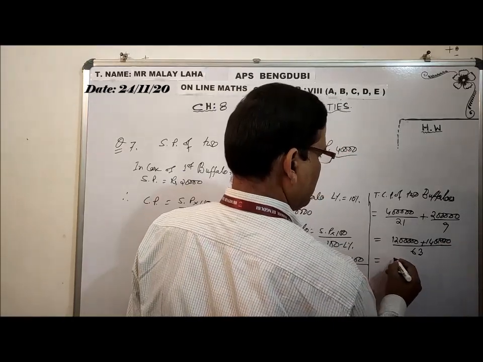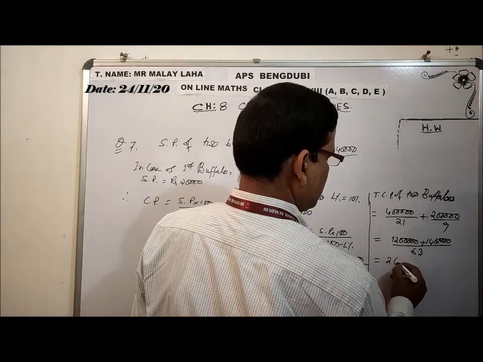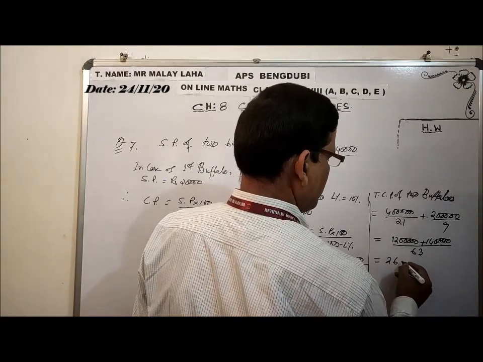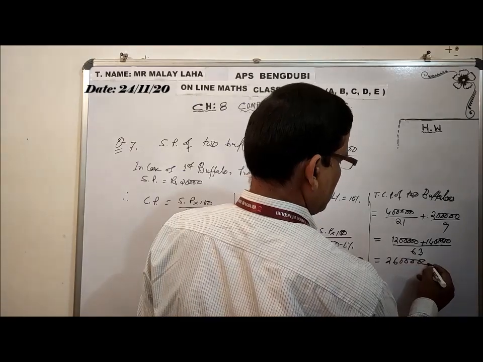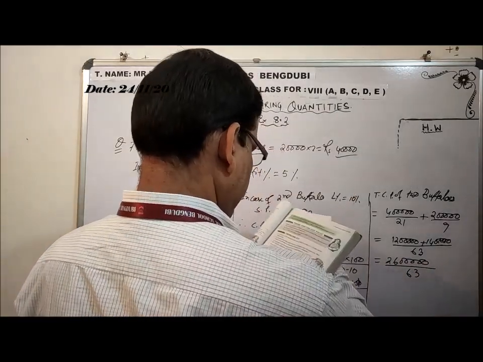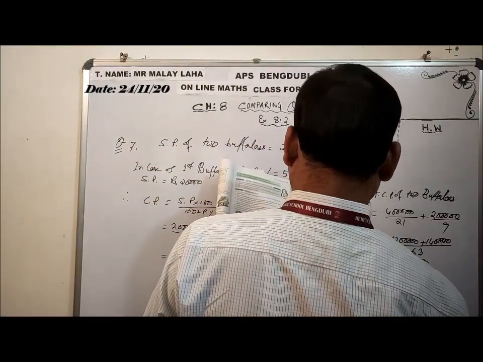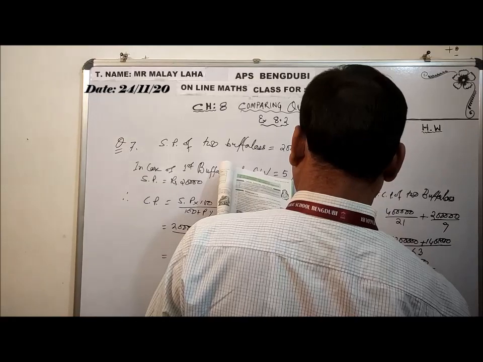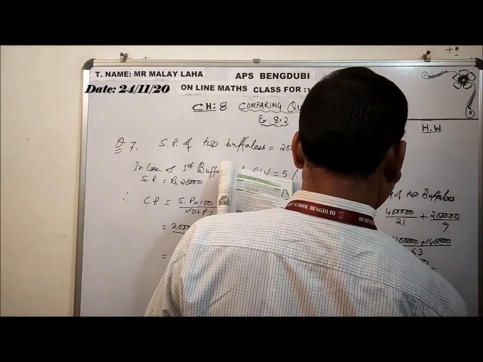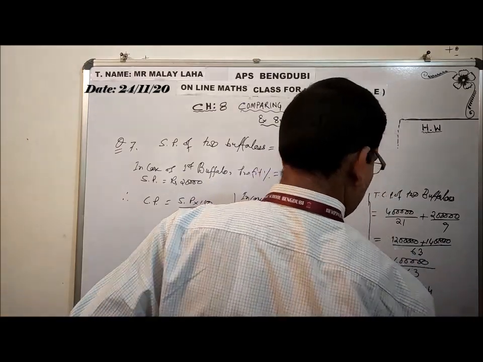Okay, after adding 14 and 12, how much am I getting? 26. Clear? 26 50 by 63. So if you divide it, how much will you get? 41,269.84 rupees.